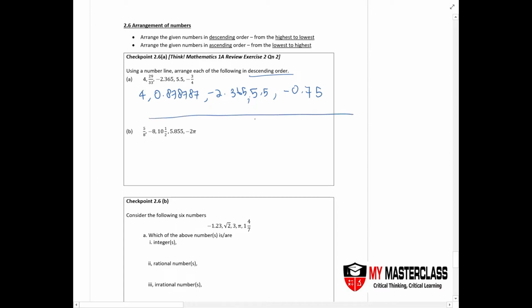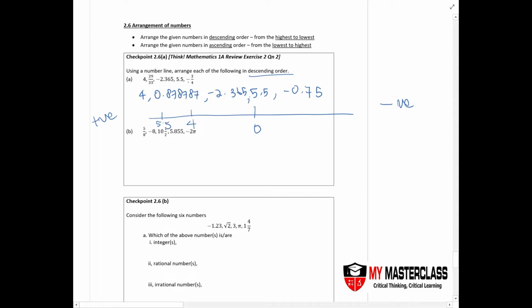So again, in a number line, remember I mentioned you must have a 0. Tell me where is your negative point and where's your positive point. In this case, our positive point is the one on the left, whereas the negative points are on the right. Why? Because we want it to be in a descending order. So I'll have the biggest number, which in this case is 5.5. I will have 4, and then subsequently I will have 0.8787, because this is the positive number, right?